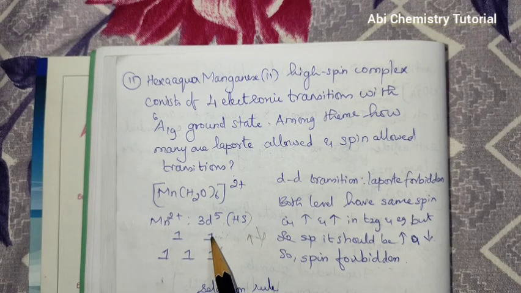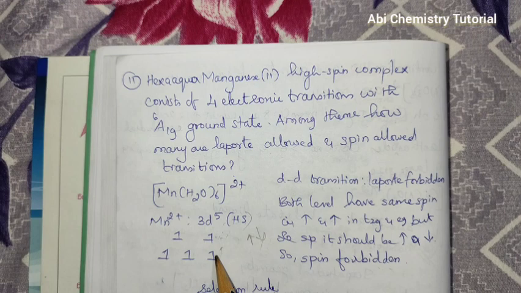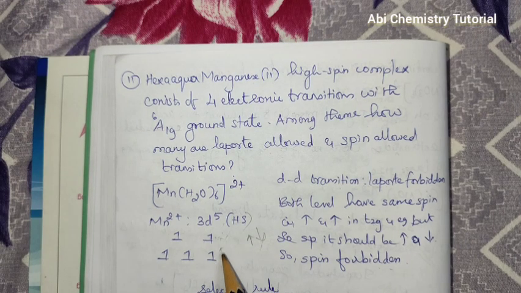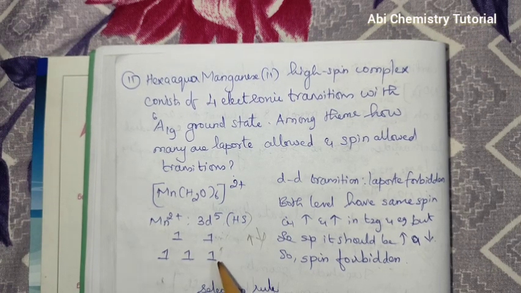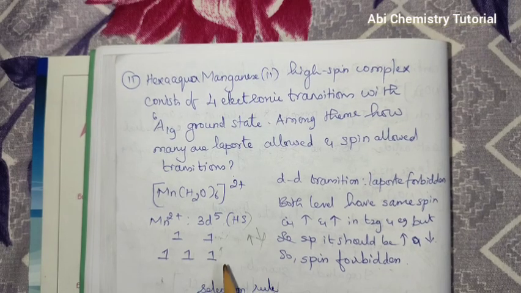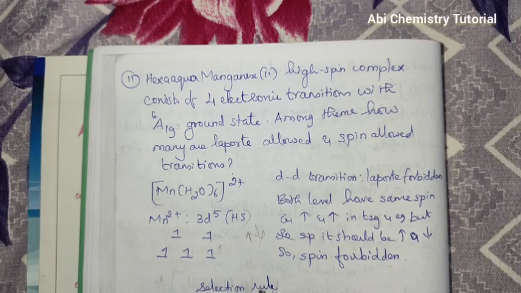And here you can see all the t2g and eg levels are filled with only one spin type, that is, either clockwise. If you consider it as clockwise, it is clockwise spin. So it should be of opposite spin for it to be spin allowed. So both levels are having the same spin. So it is spin forbidden. The transitions are spin forbidden.